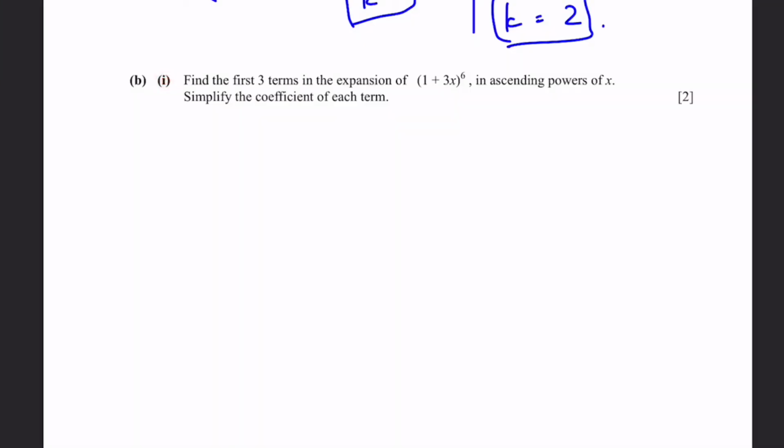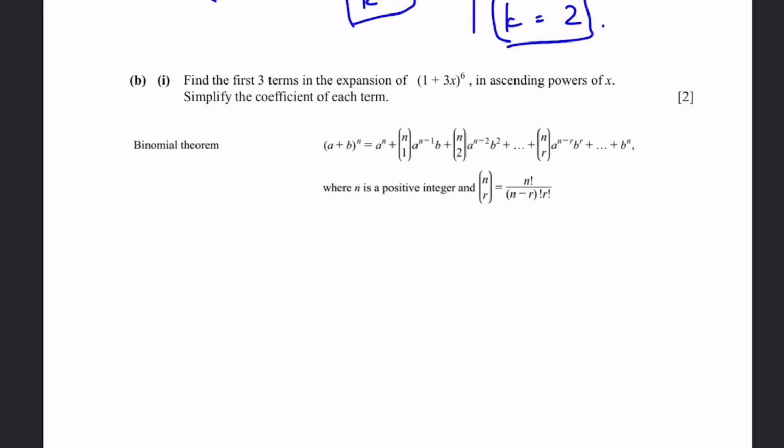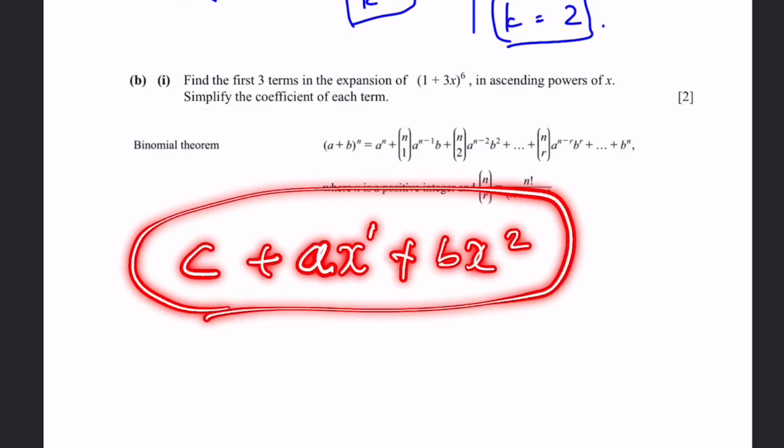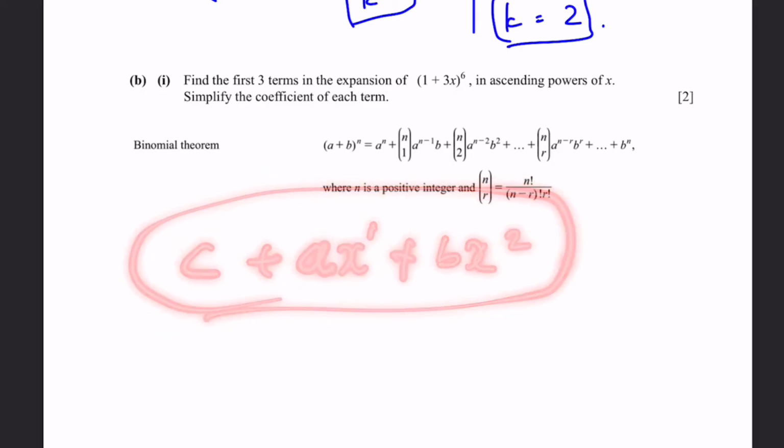1. Find the first three terms in the expansion of (1 plus 3x) whole to the power of 6 in ascending powers of x. Simplify the coefficient of each term. Well, for this one, the binomial theorem once again will be extremely useful. So we want ascending powers of x. So we have to have a constant term plus, let's say, a x to the power of 1 plus b x to the power of 2. These are the first three terms.